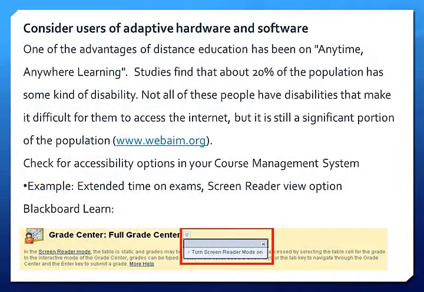So consider users of adaptive hardware and software. As we've said, one of the advantages of distance education is anytime, anywhere learning. That's supposed to be the goal. A lot of times that creates challenges for students if there are components of the course that are not accessible.